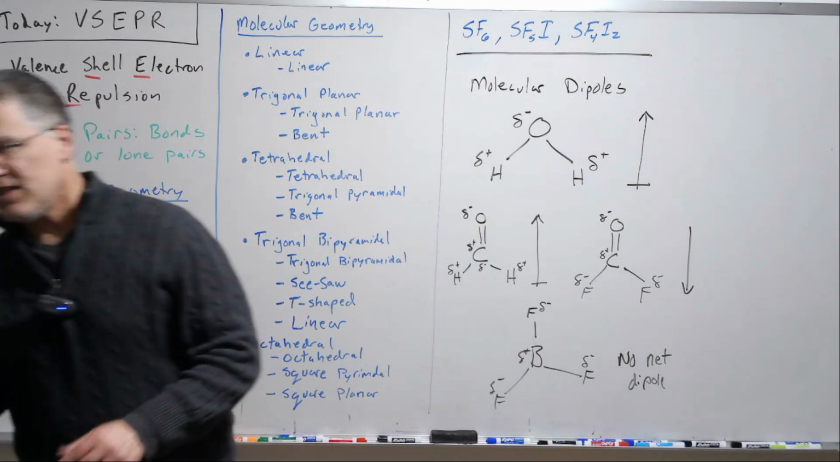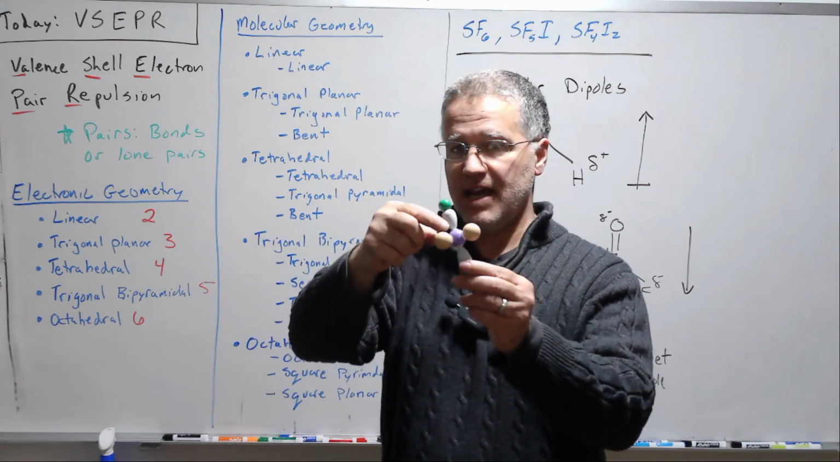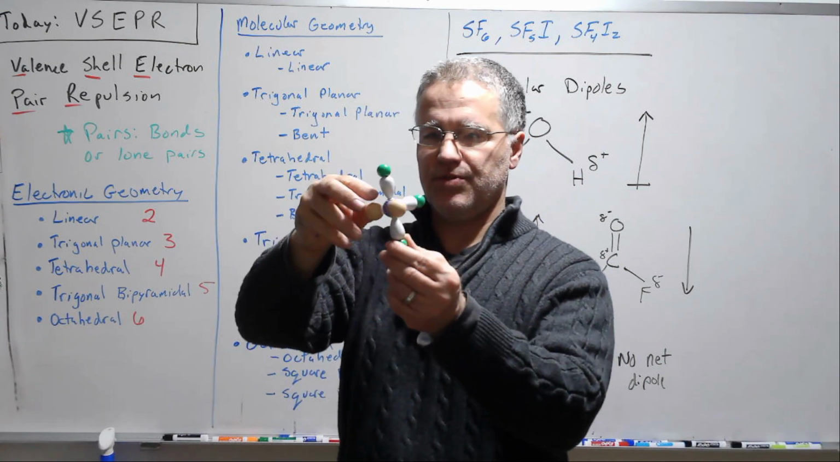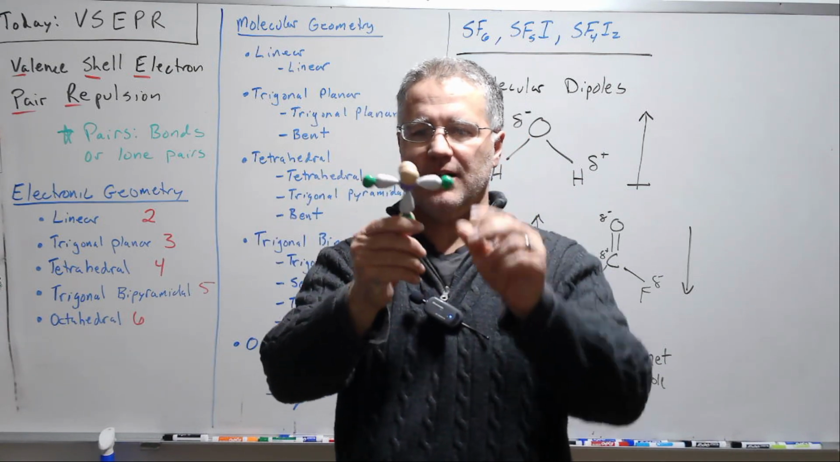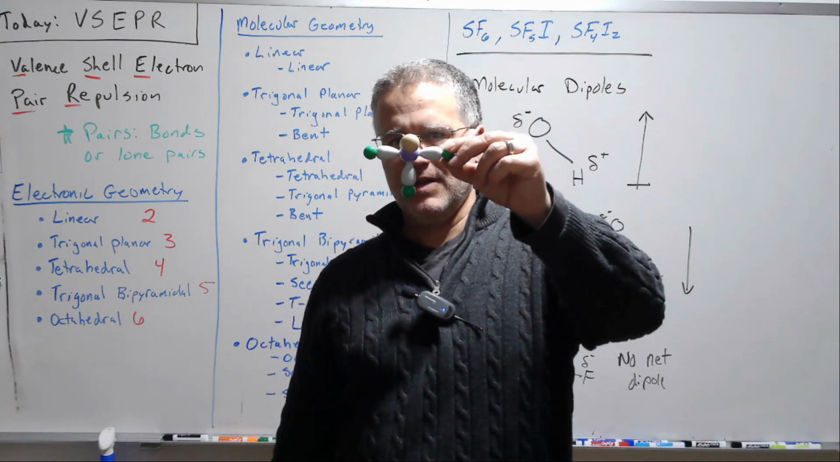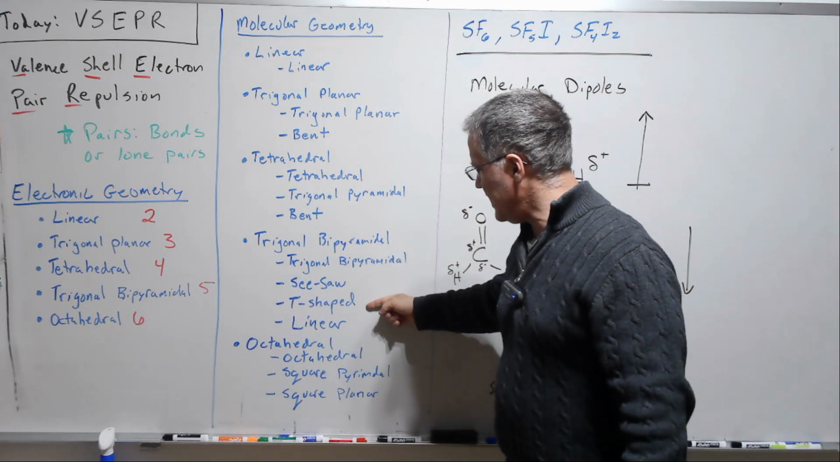And then that extends for two lone pairs, right? They still want to get as far apart as possible. So we put the lone pairs on the equatorial positions, and we end up with what's called T-shape. So trigonal bipyramidal, T-shaped.